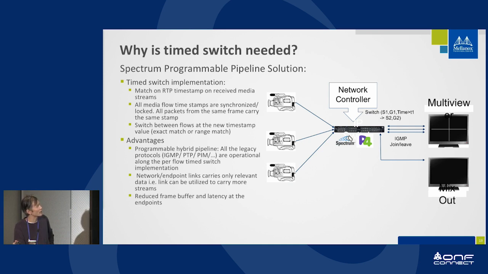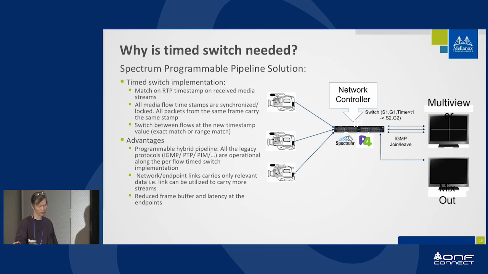The advantage with a hybrid pipeline is that all the legacy protocols like IGMP, PDP, PIM, whatever is needed, are operational alongside the flow switch, the time switch implementation. So no effort needs to be put into describing that in P4. The endpoint links then carry only the relevant information, and as it's switched atomically at the right part in the frame, this reduces buffering and latency issues.